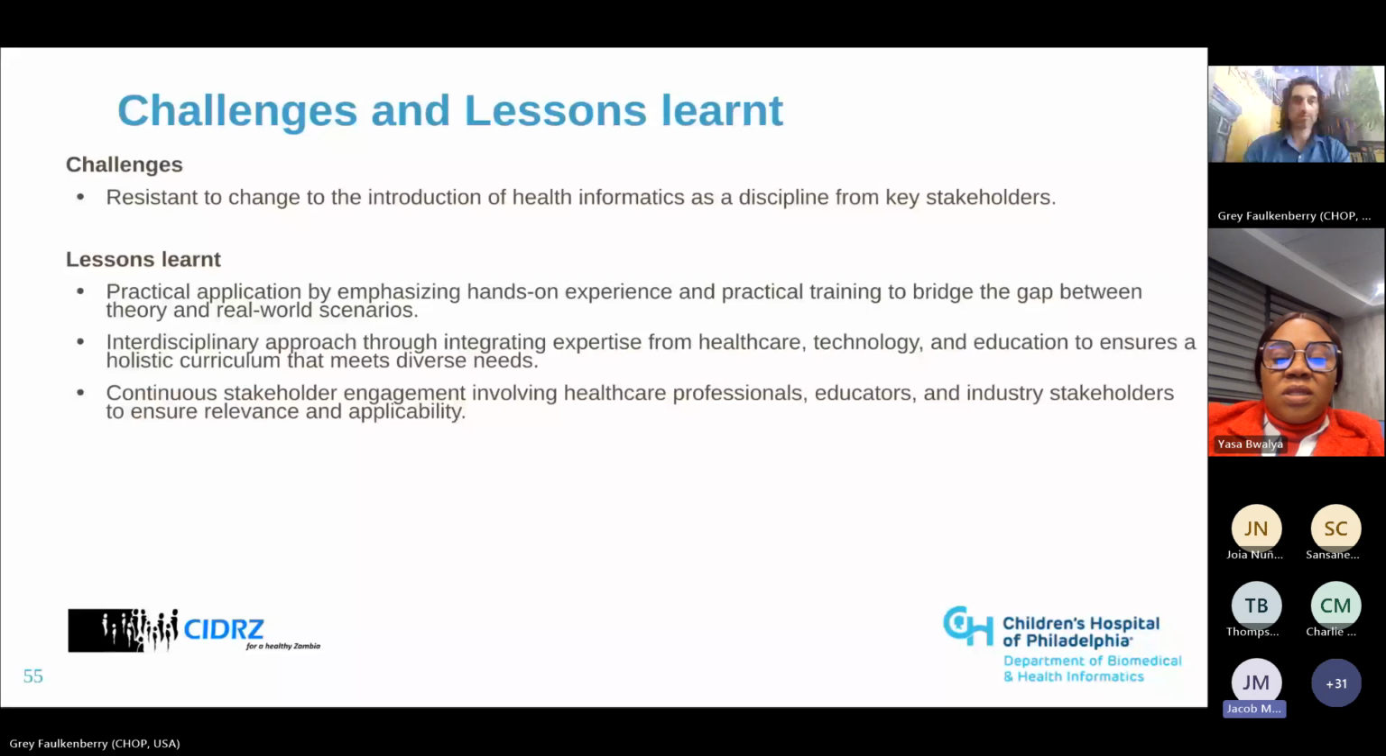Some of the lessons learned during the curriculum development were practical application, to emphasize hands-on experience to bridge theory and real-world scenarios; an interdisciplinary approach, through integrating healthcare, technology, and education for a holistic curriculum; and continuous stakeholder engagement, by involving healthcare professionals, educators, and industry to ensure relevance.